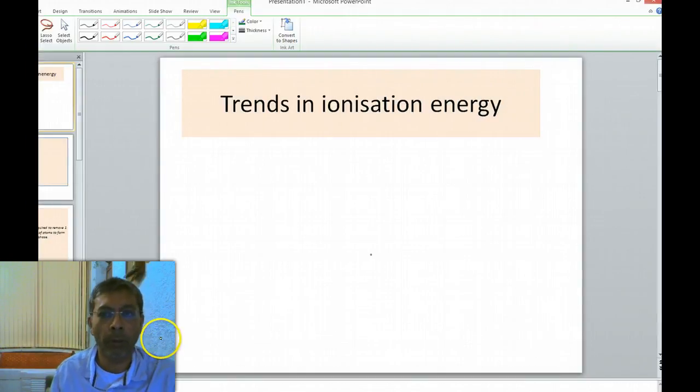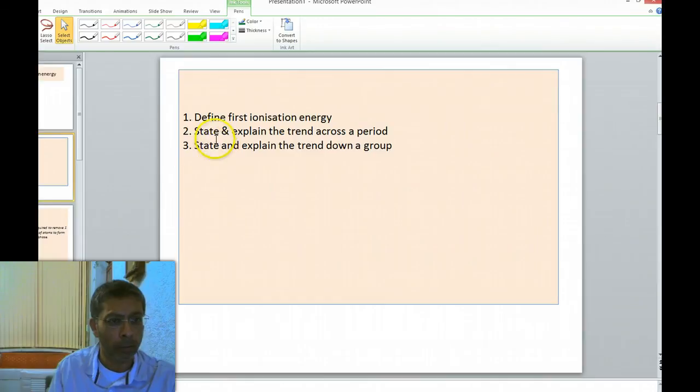Okay, in this video we're going to be looking at trends in ionization energy across a period and down a group. So first of all, we'll be able to define first ionization energy. It does come up in the exam, the definition, so we need to be able to memorize the definition, also be able to write an equation for first ionization energy and perhaps even second ionization energy. So we'll do that. Secondly, we need to be able to state and then explain the trend across a period, and then state and explain the trend down a group.